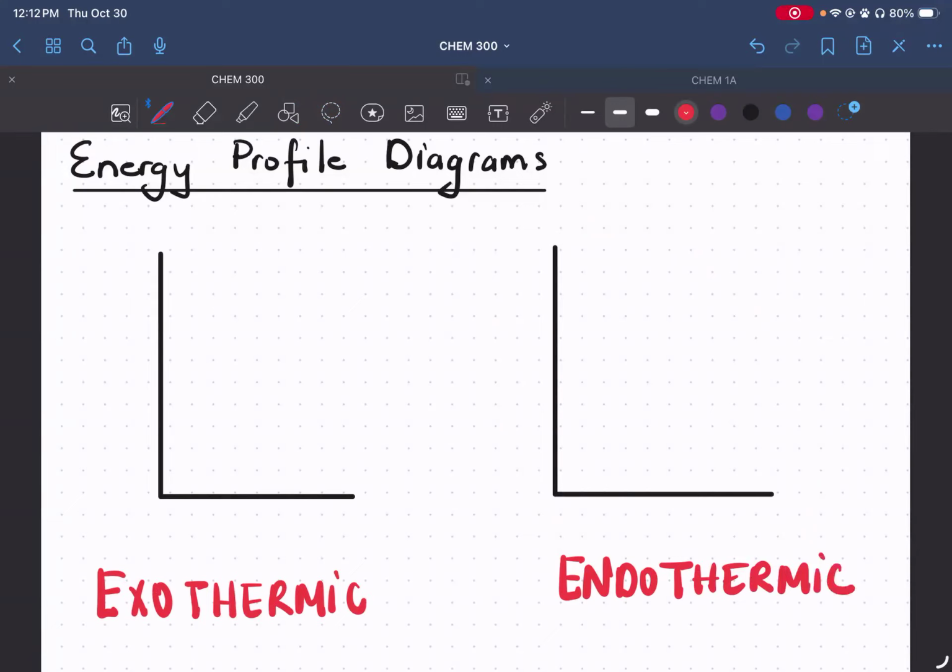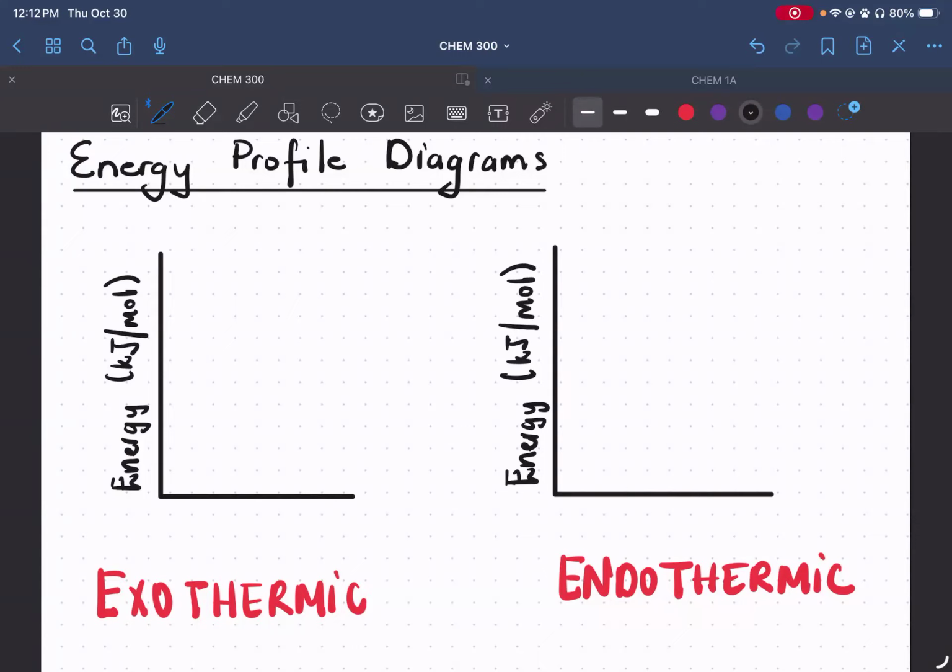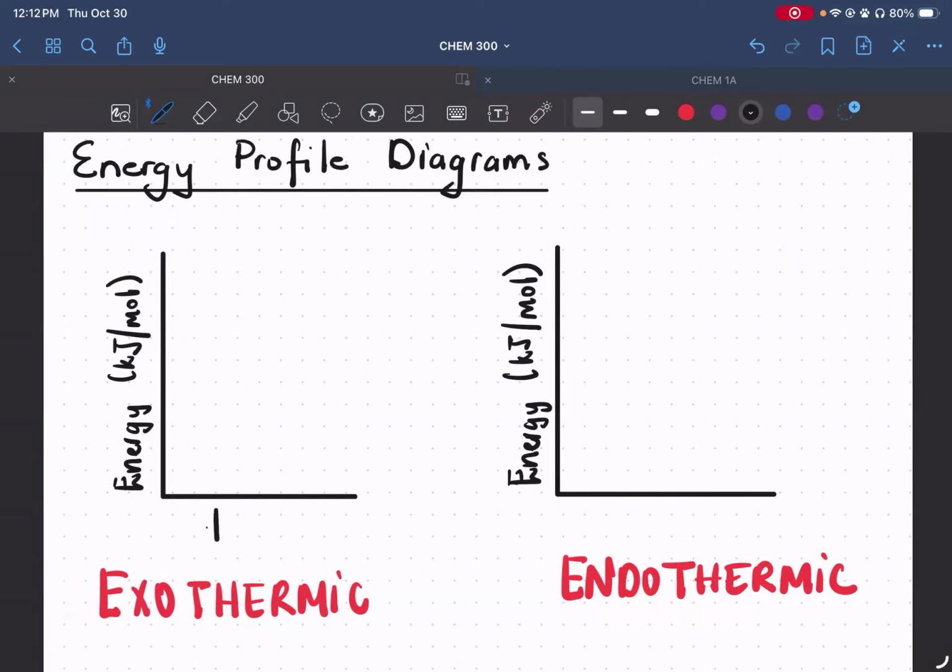In both cases, the axes are identical. The y-axis is energy, which is, of course, in kilojoule over mole. In both cases, the y-axis is the same. And in both cases, the x-axis is also the same. It's time, which, of course, time can be in seconds, minutes, hours, or days.